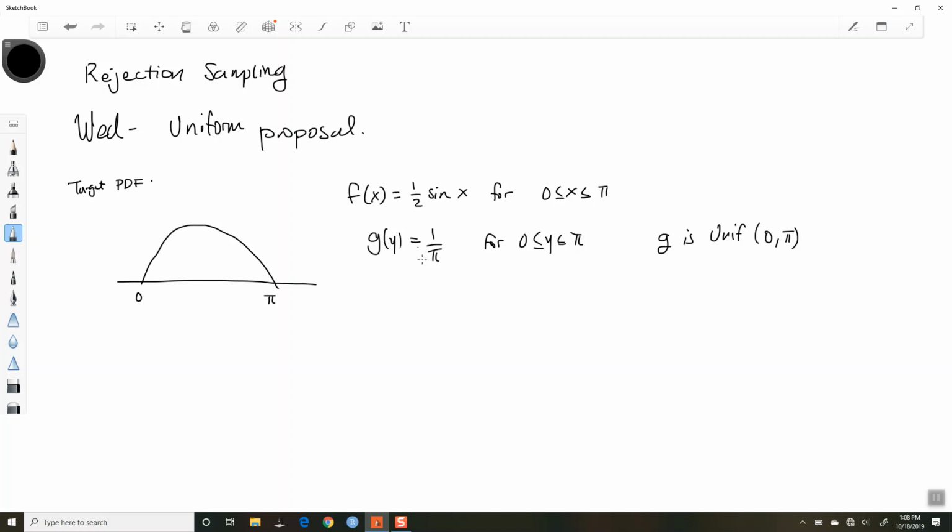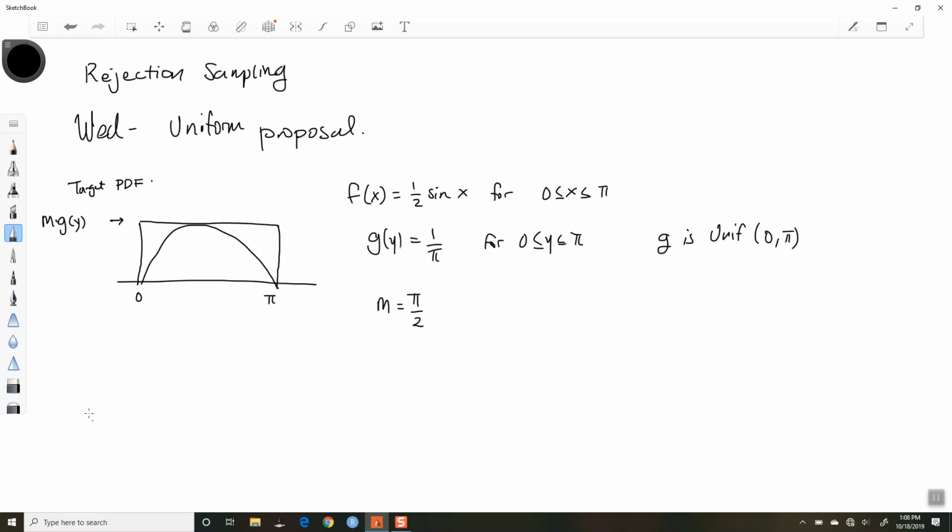All right, and so this is 1 over pi. Now, if I were to plot this, 1 over pi is too short, and so in order to create an envelope around the distribution, I have to multiply it by M, right? So we said M is equal to pi over 2, okay? And this becomes M times g.